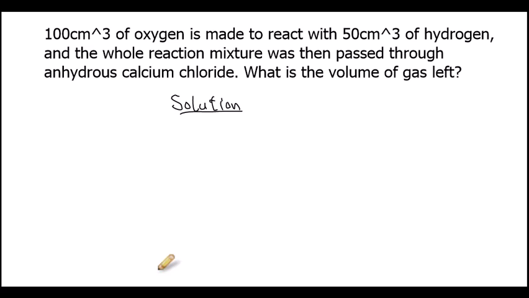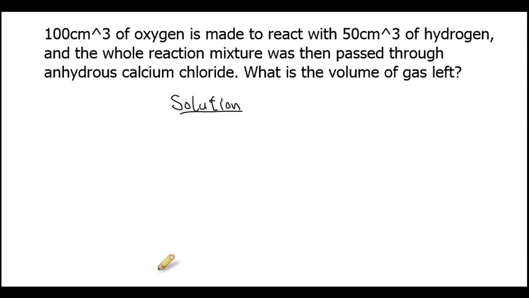that is, the gas that will be in excess at the end of the reaction. And the reaction is occurring between hydrogen and oxygen. When hydrogen and oxygen react, they give steam as the product. Since it's been stated in the question that the mixture was passed through anhydrous calcium chloride, that means the steam is being collected by the anhydrous calcium chloride. Anhydrous calcium chloride is going to dry up the steam in the reaction.